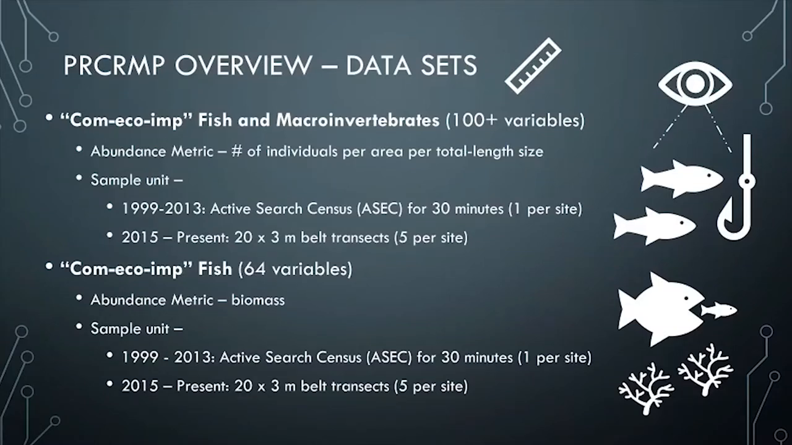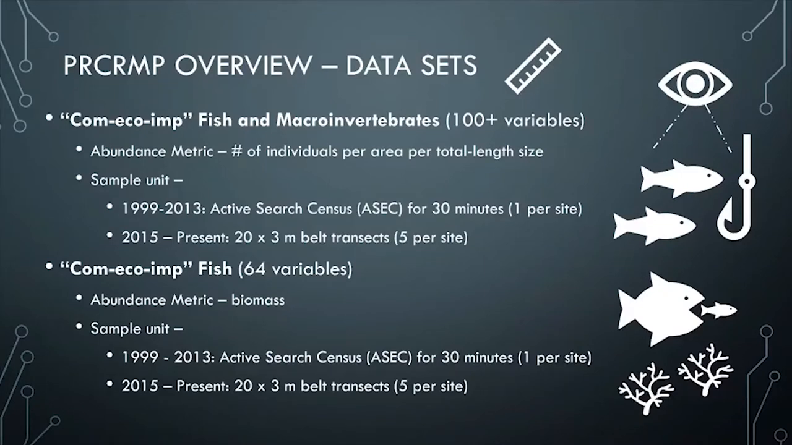1999 to 2013, these commercially important species were assessed in an active search census for 30 minutes. But then this method was adapted and changed to an extended version of the 30 meter square transect. So now it's a 20 by 3 meter belt transect. So we're getting number of individuals per 60 meters squared.